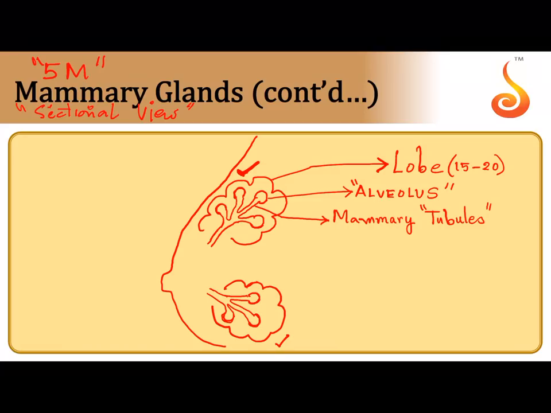Okay, now can you all see that all the tubules join together? See, they join together, and the tube coming out of this lobe is somewhat bigger in size. Now what would you call this tube? This bigger tube which is exiting the lobe is called the mammary duct.